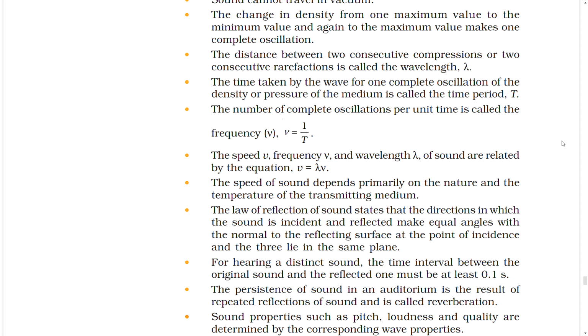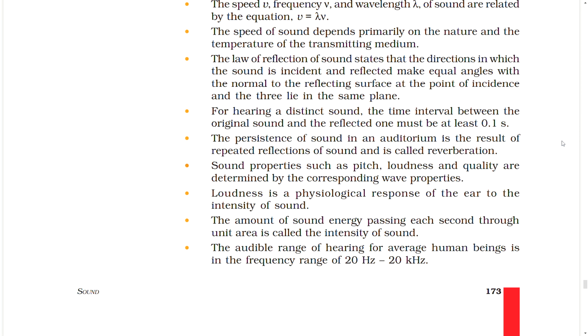The speed of sound depends primarily on the nature and the temperature of the transmitting medium. The law of reflection of sound states that the direction in which the sound is incident and reflected make equal angles with the normal to the reflecting surface at the point of incidence, and the three lie in the same plane. For hearing a distinct sound, the time interval between the original sound and the reflected one must be at least 0.1 second. The persistence of sound in an auditorium is the result of repeated reflection of sound and is called reverberation.